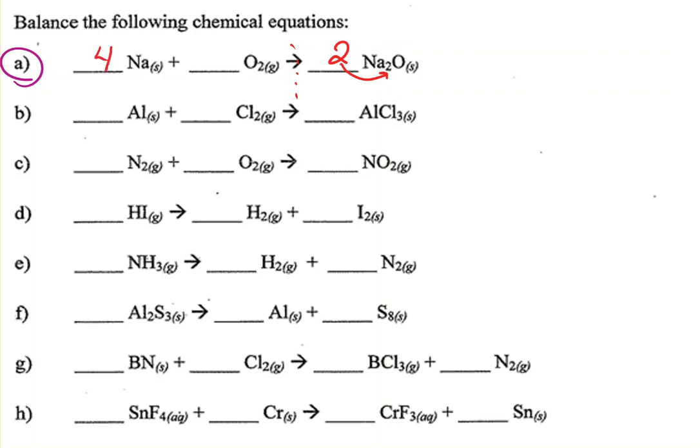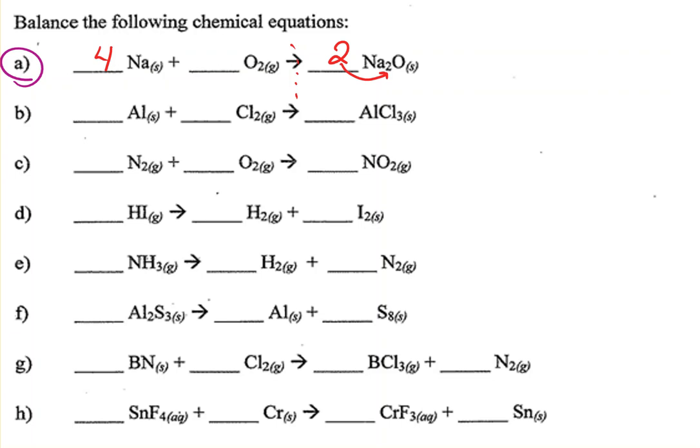And those are the coefficients. The coefficient here is 4. The coefficient here is 1, but we leave it blank. We just leave it blank, and it's implied that you're only going to use 1 of them. And then there's 2 sodium oxides. Okay, perfect. Let's try another one.